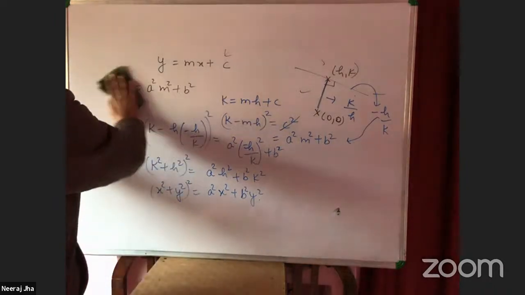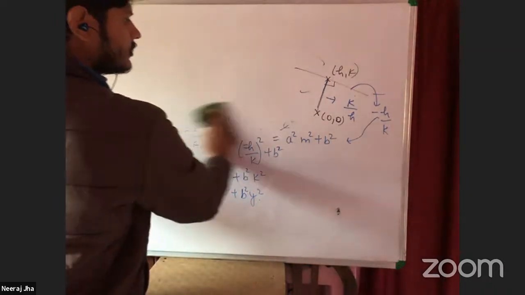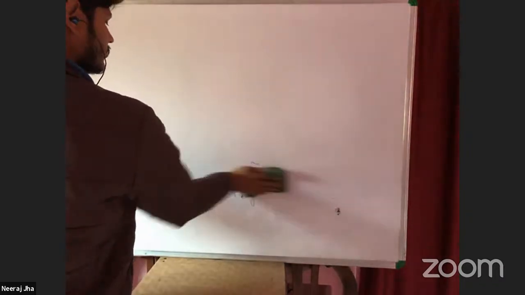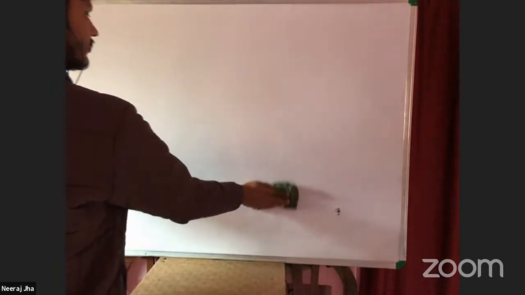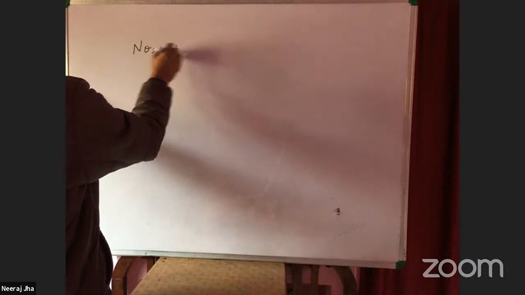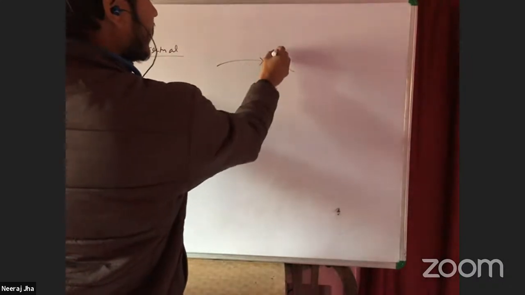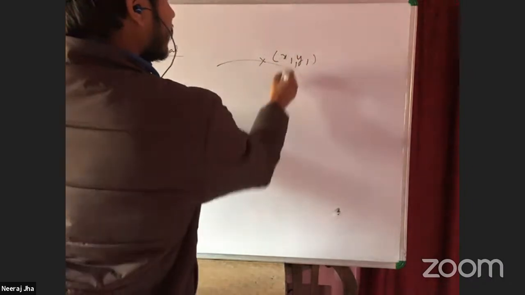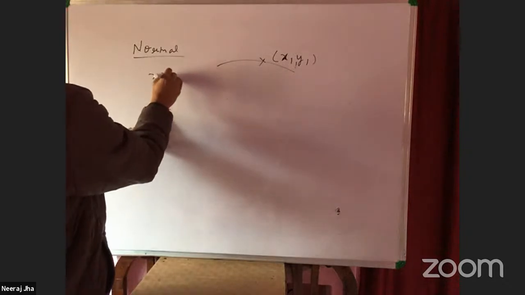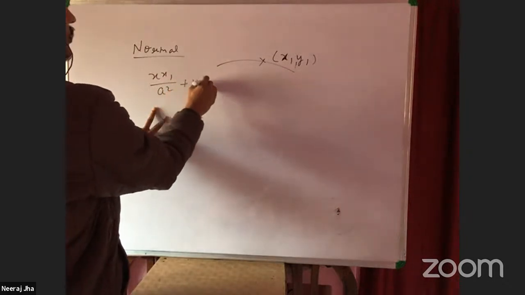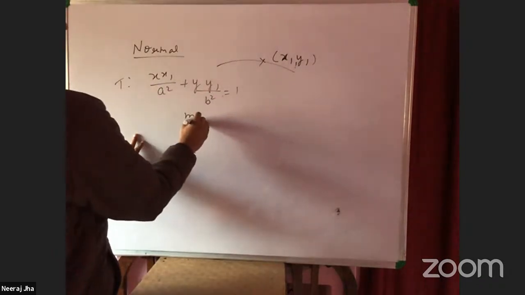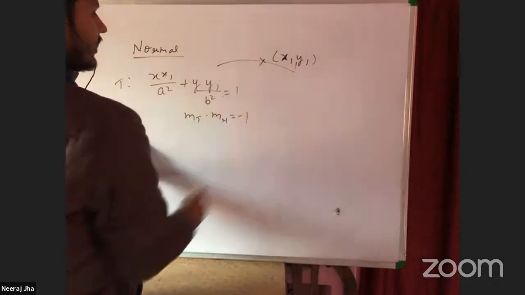All right. Let us discuss about normals first. Normal to an ellipse. Please tell me, if this is a point on the ellipse, x1 comma y1, what is the equation of the tangent? Sir, it is x into x1 upon a square plus y into y1 upon b square is equal to 1. This is the tangent, so slope of the tangent into slope of the normal is equal to minus 1.